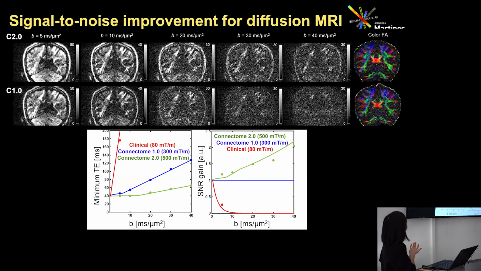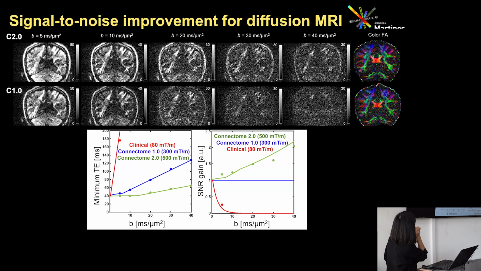So we subsequently did a systematic signal to noise characterization of the connectome 2 gradient and the system performance, comparing against equivalent measurements for a connectome 1 like protocol, and then also comparing down to a standard Prisma type 80 millitesla per meter protocol.